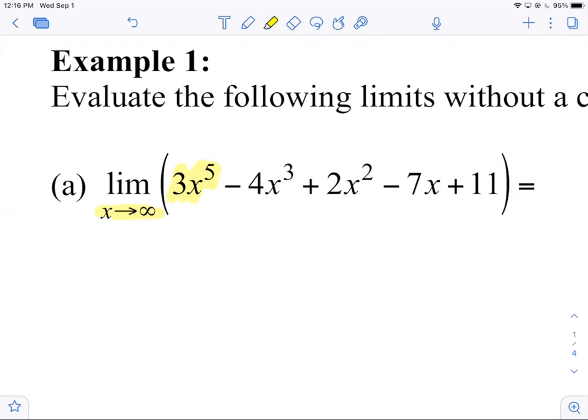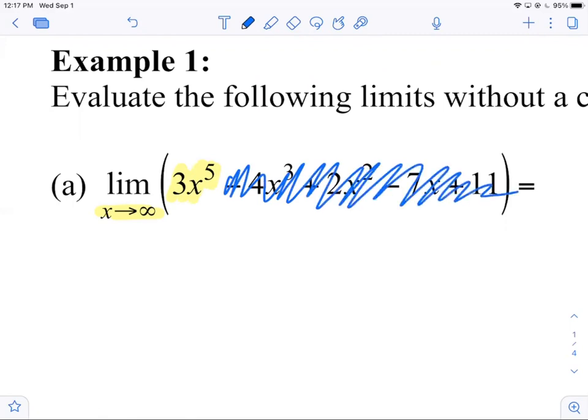So if we're analyzing the limit at any other value, besides maybe negative infinity, all of those other values are going to be important. But when we look at the limit as x goes to infinity, we don't even really need to look at anything other than the leading term, because as the leading term goes, so will the rest of the function. So what happens to 3x to the 5th as x goes to infinity? It goes to infinity, yeah.